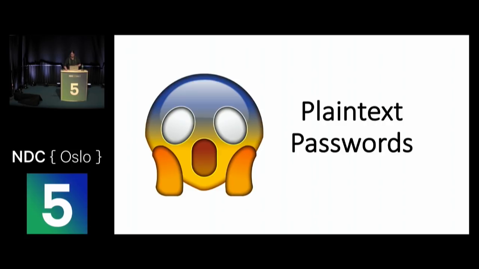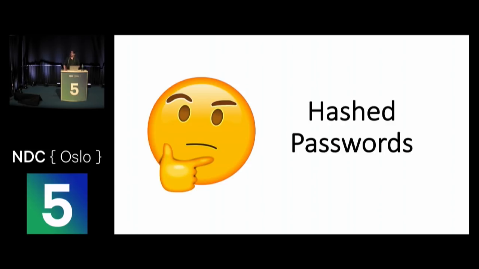So obviously the first one is plain text passwords. That's something you don't want to do. That's very bad, hence the shocked face on the screen there. So the next one on from that is hashed passwords. This is where you literally get the password, you might create, say, a SHA-256 hash of that password, then you store it in the database. So does anyone do that at the moment?